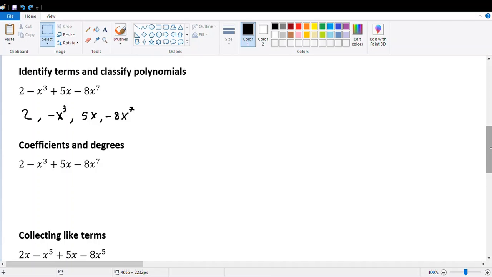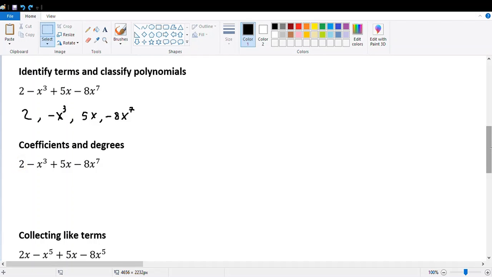For example, let's analyze this term, -8x to the 7th power. In that case, -8 is the coefficient. In the next one, 5x, 5 is the coefficient. Next one, -x cubed. In that case, -1 is the coefficient, because remember there is a 1 there. That is maybe not possible to see, but it's a 1 there. And in this case, 2 is the coefficient.